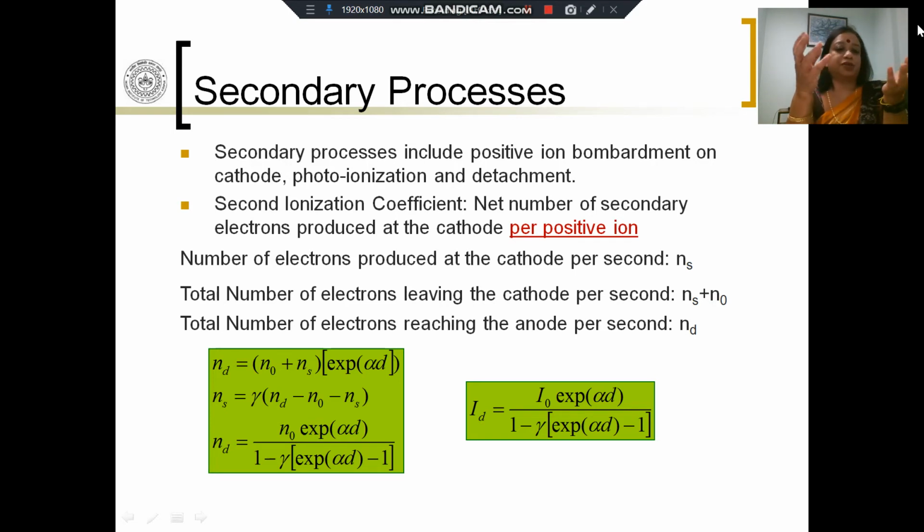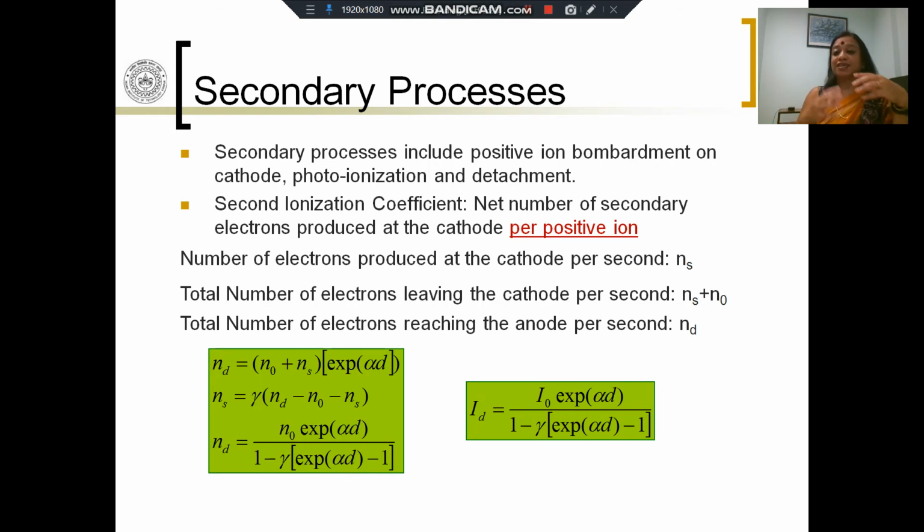There might be other processes by which secondary electrons might be produced. We will club them all together and assume that all these processes by which secondary electrons are produced in the electrode gap can be clubbed together as an effective number of secondary electrons available at the cathode. So let us say that the number of electrons produced at the cathode per second is Ns. Initially we had n0 number of primary electrons. Now we have on top of that Ns number of secondary electrons.